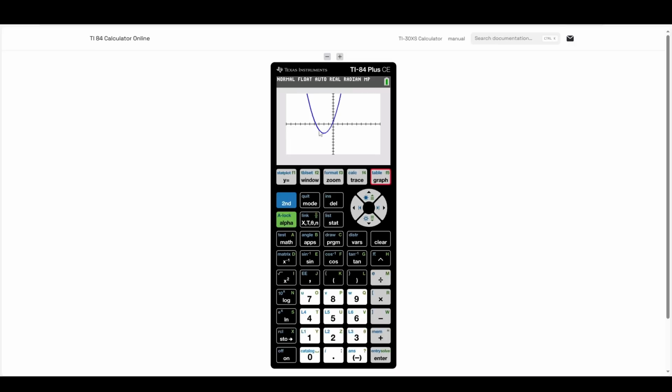To figure out the coordinates of that vertex, you're going to go second, trace, minimum, because whenever it's a dip, it's a minimum. When it asks you for your left bound, you select a part of the graph that's to the left of the dip, before the dip. For your right bound, you select a point that's to the right of your dip. When it asks you to guess, you just place your cursor over the dip. And it's going to tell you that the vertex is -2, -3.